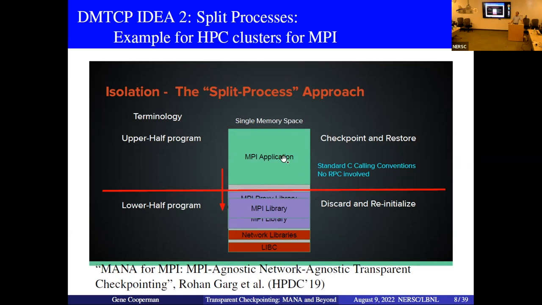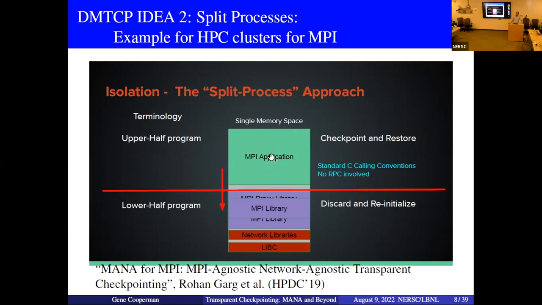So how does this work? Well, we have the MPI application. The MPI application might call MPI init. Well, we have our own wrapper function here also for the MPI functions. So they call MPI init. We look up the address in the actual MPI library down here, and we call this MPI init. So this is a lower half program that we wrote. That's our program. That's not part of what the user wrote.